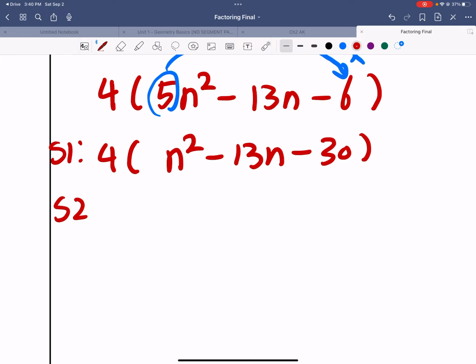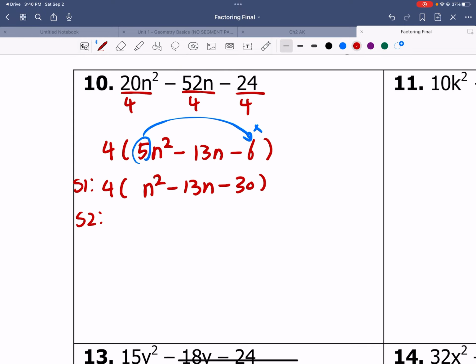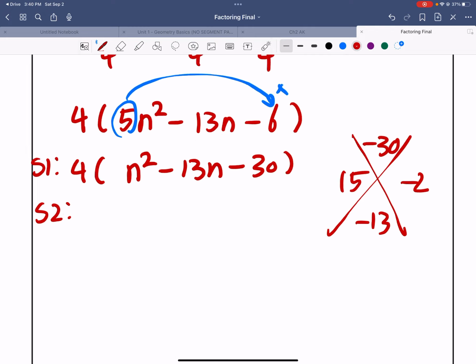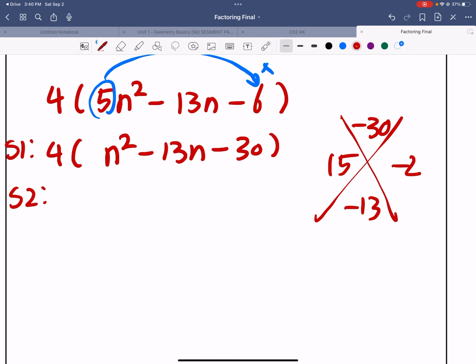So step 2, let's factor the numbers inside. Negative 30 and negative 13. It's going to be 15 and 2 most likely with the negative. It's not 10 and 3 because that will not give you negative 30. So it's going to be n plus 15 and n minus 2.